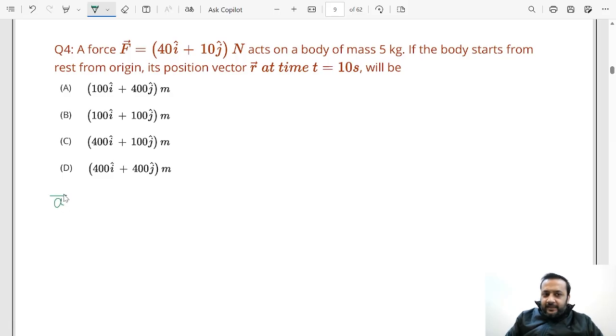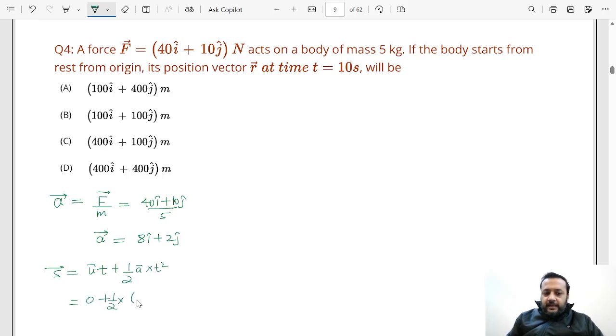If we find the acceleration of the body, then we can write that as force upon mass, right? Now the force is 40 i cap plus 10 j cap divided by the mass of the body, which is 5. So this will become 8 i cap plus 2 j cap. This will be the acceleration of the body. Now you can see that acceleration is constant. So displacement can be written as ut plus half at square. Since the initial velocity was 0, we can say it is acceleration 8 i cap plus 2 j cap into t square. Time is 10, so we multiply by 10 into 10.